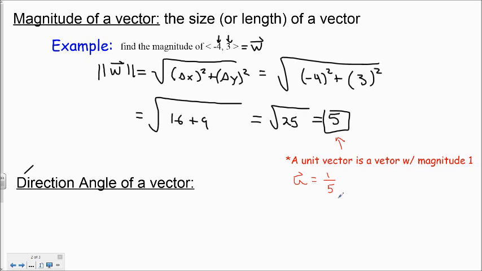And if I divide it by 5, everything having to do with vector W will now be 1/5 the size that it was, including its magnitude, which would make it magnitude 1. Thus making U a unit vector. So the unit vector U in the direction of W would be <-4/5, 3/5>.